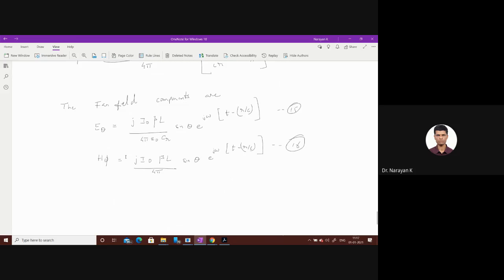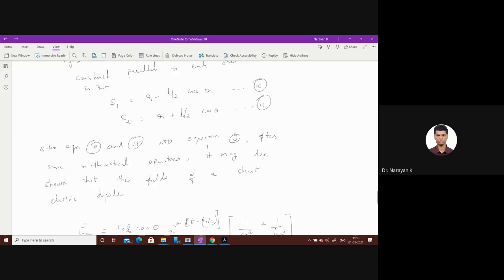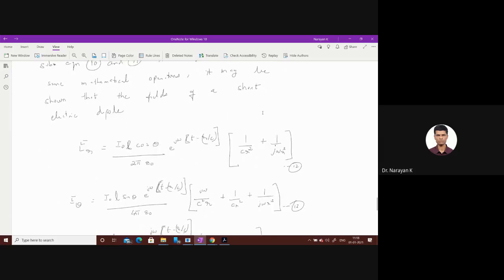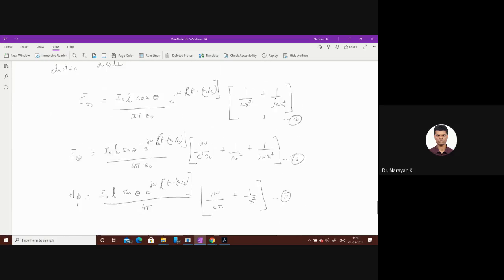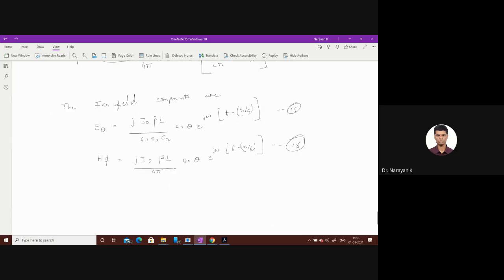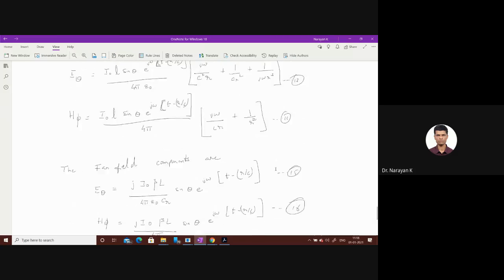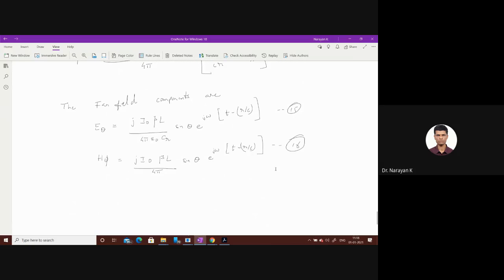Here the far field components are very important. You have to remember them. E theta is j into I naught beta L divided by 4 pi epsilon c r sin theta e raised to the power j omega (t minus r by c), and H phi is j into I naught beta L divided by 4 pi sin theta e raised to the power j omega (t minus r by c). You need to practice them. The derivation is optional, so I have directly written down the equation. This general case and far field components case you have to remember. So finally you need to write these 5 equations. Is it clear?